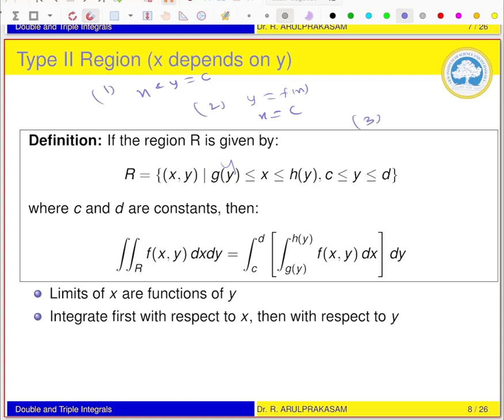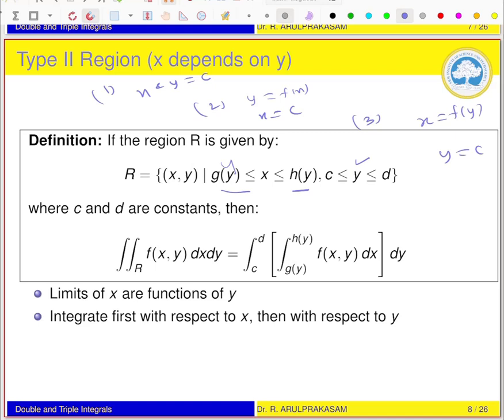Suppose x is a function of y, what happens next? y must be constant. These three possible cases of limits are there. According to this, we should do the problem. This is the procedure for how to evaluate the double integral. Suppose my region is defined like this, x is a function of y form, and y must be constant.